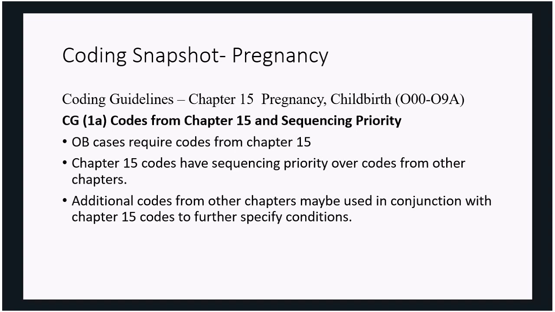Any additional codes from other chapters that you may want to use in conjunction with Chapter 15 codes can be used in order to further specify conditions. So as an example, if you have a woman that has anemia in pregnancy, you can use another code other than Chapter 15 to further specify that anemia in pregnancy.